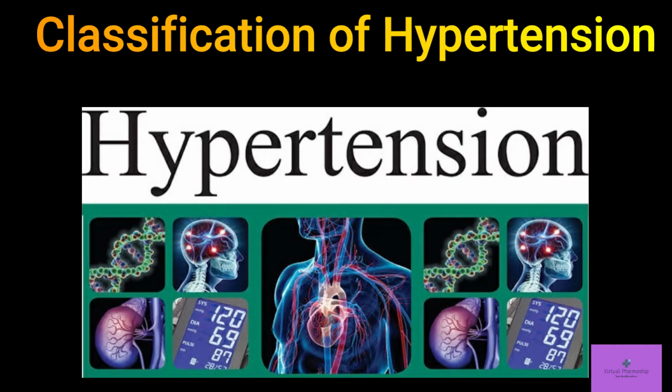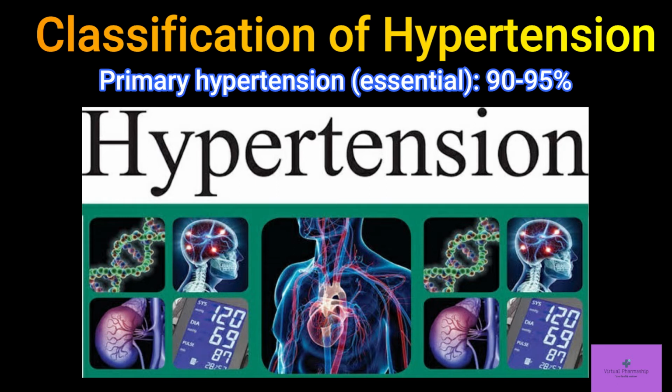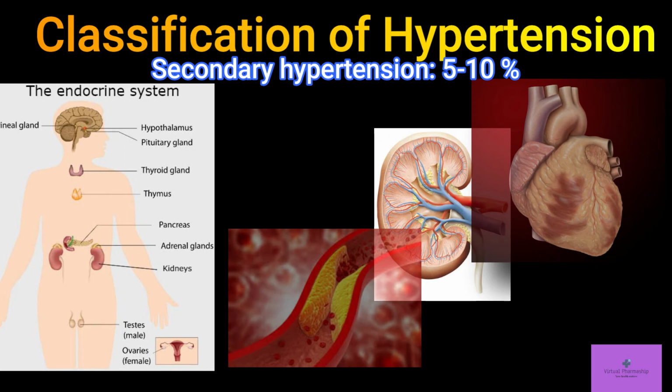Classification of hypertension. Primary hypertension, essential. 90 to 95% of cases are termed primary hypertension, which refers to high blood pressure for which no medical cause can be found. Genetic factors, environmental factors, obesity, alcohol intake, stress, and smoking. Secondary hypertension. 5 to 10% of cases are caused by other conditions that affect the kidneys, arteries, heart, or endocrine system.